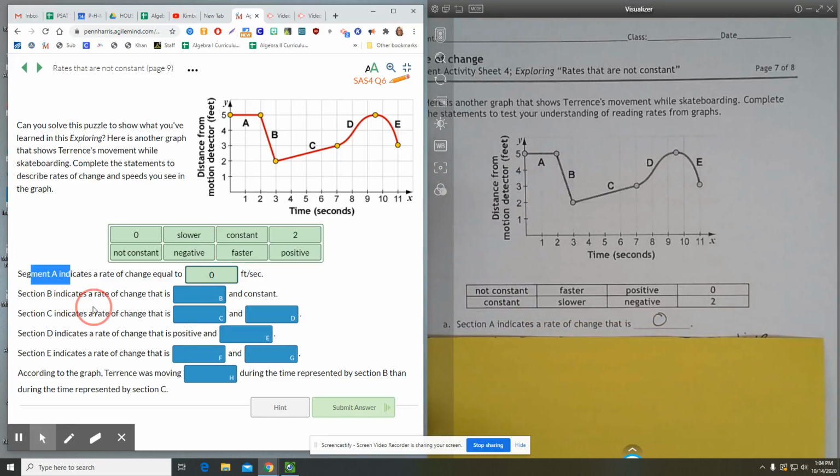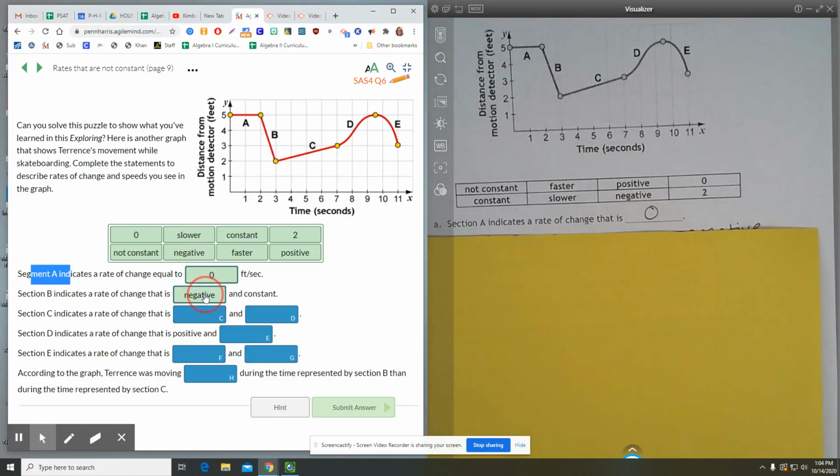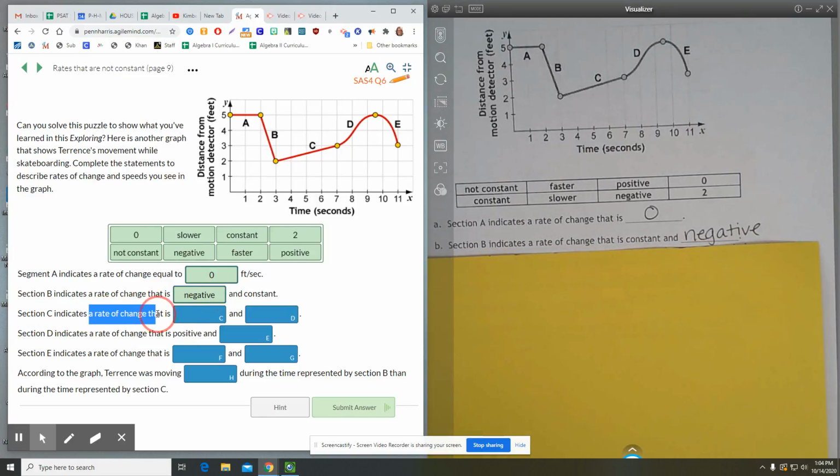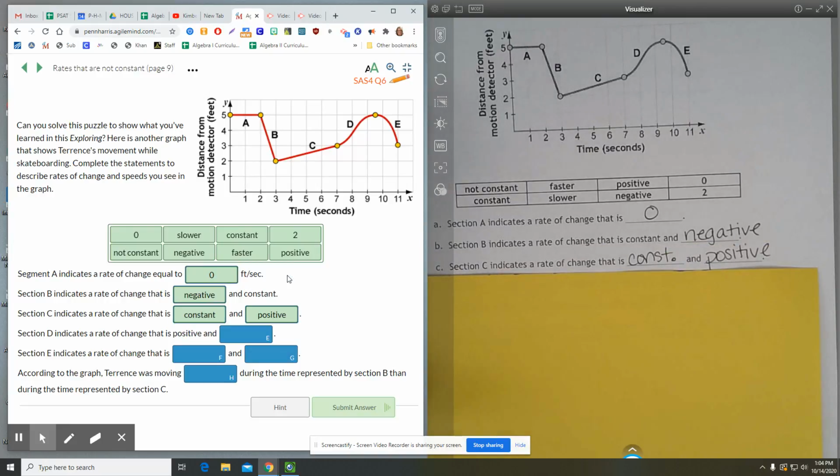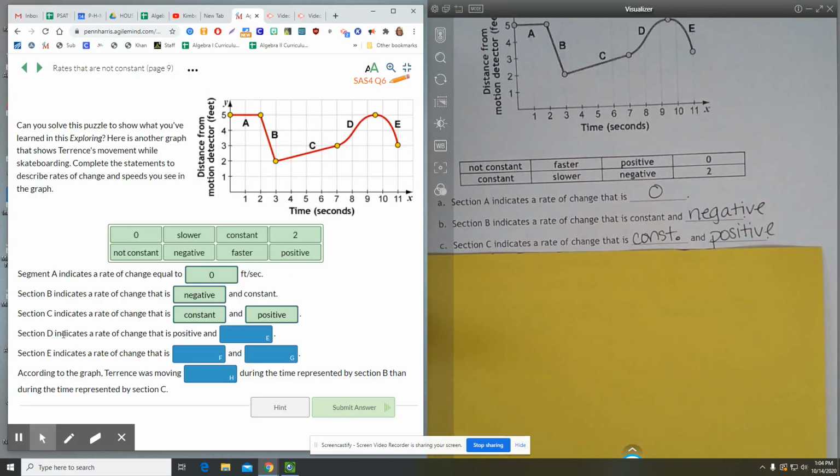Section B indicates a rate of change that is blank and constant. Well, they already said it's constant and it's going down, so we're going to call that negative. Section C indicates a rate of change that is blank and blank. Well, going off of what's here, again, I see it's constant, and instead of negative, it's going up, so we're going to call that positive. Constant and positive.